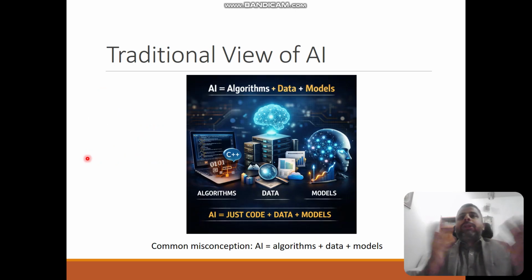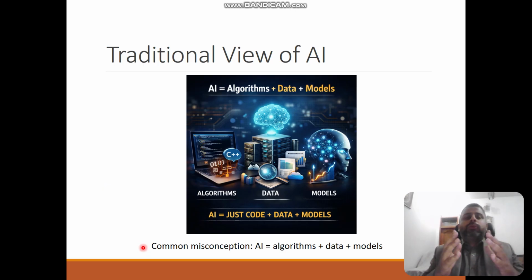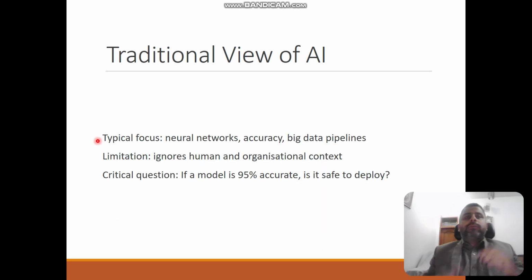So, what's the traditional view of AI? Whenever we hear the term AI, what comes to our mind? The common terms that come to our mind is AI will be a combination of algorithms. It will be a combination of data. It will have some models. So the common misconception of AI is that suddenly we hear the term AI and we suddenly go to algorithms, data, and models. We think about terms like neural network, accuracy, big data pipelines. What we ignore is human and organizational context, which is important in AI as well.